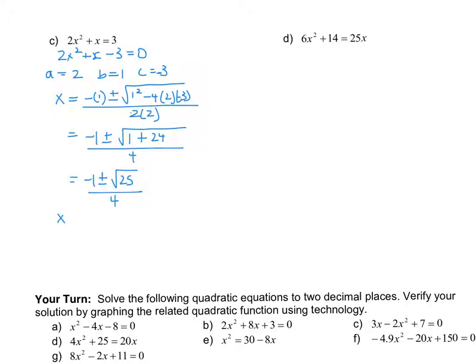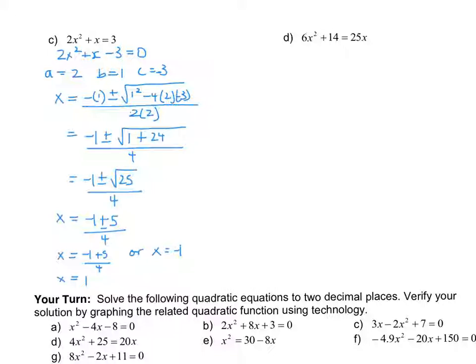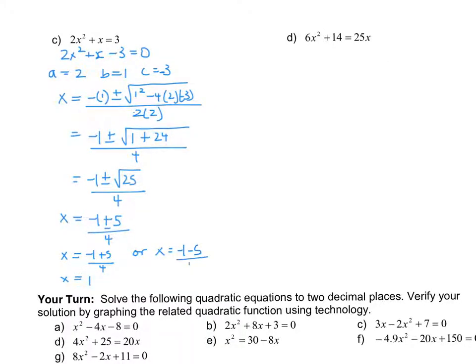This would have factored as well had I tried. X will equal negative 1 plus or minus the square root of 25, which is 5, all divided by 4. So x equals negative 1 plus 5 divided by 4, which would equal 4 divided by 4, which is 1. So x equals 1 is one solution. Or we have x equals negative 1 minus 5, all divided by 4. That's going to be negative 6 over 4 or negative 3 over 2 in lowest terms.